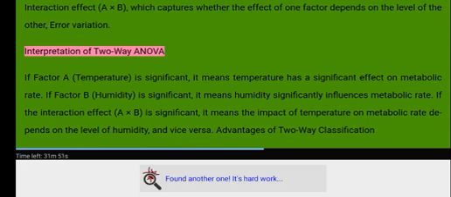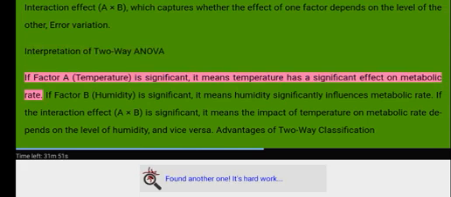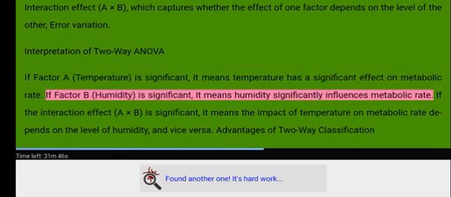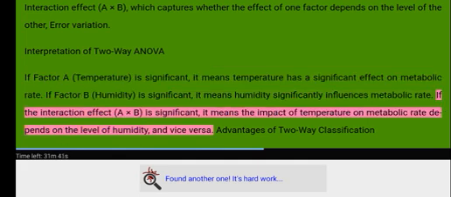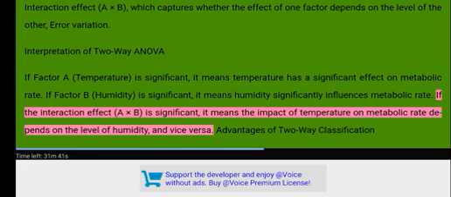Interpretation of two-way ANOVA. If factor A, temperature, is significant, it means temperature has a significant effect on metabolic rate. If factor B, humidity, is significant, it means humidity significantly influences metabolic rate. If the interaction effect A times B is significant, it means the impact of temperature on metabolic rate depends on the level of humidity, and vice versa.